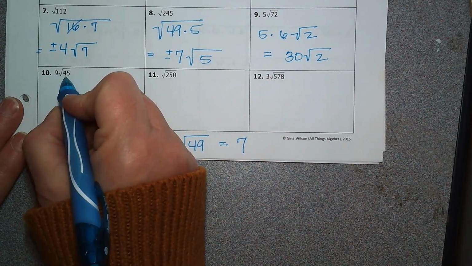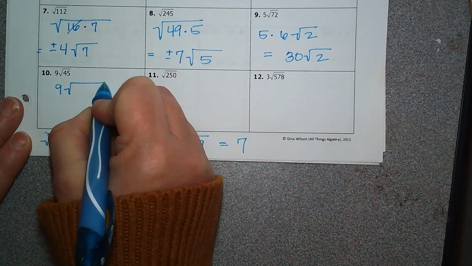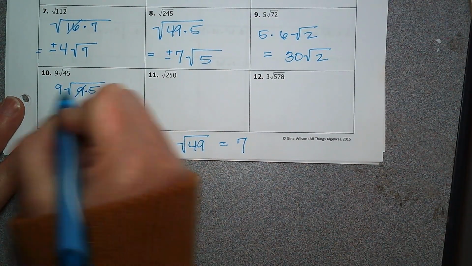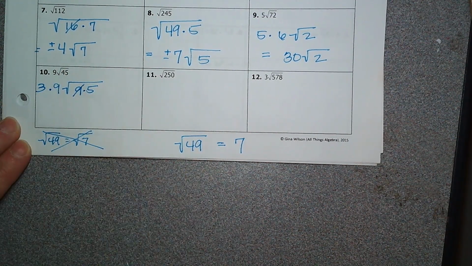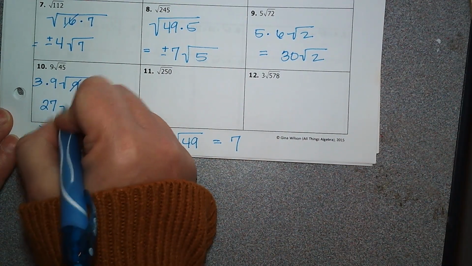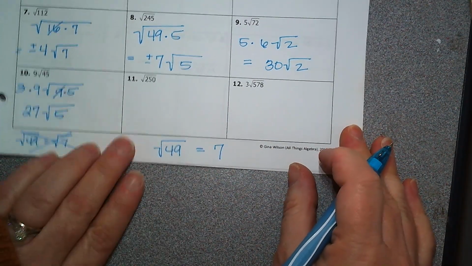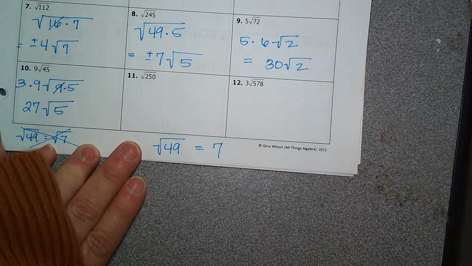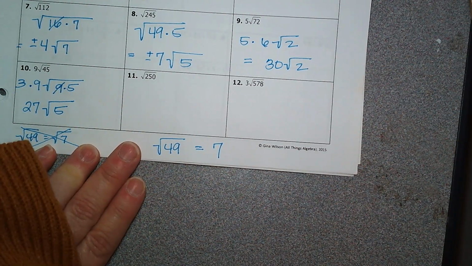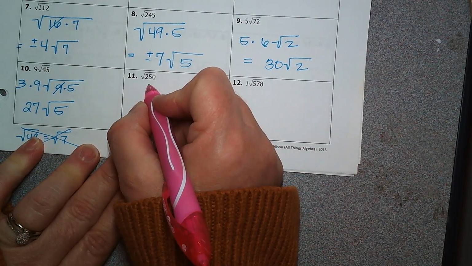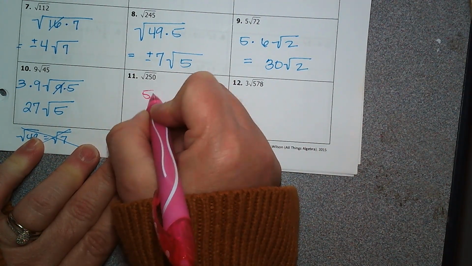Number 10, what's the square root of 45? 9 times 5, right? Square root of 9 is 3. Bring it out and multiply by what's already there. 5 stays under the radical. Square root of 250 is 5 square root of 10.